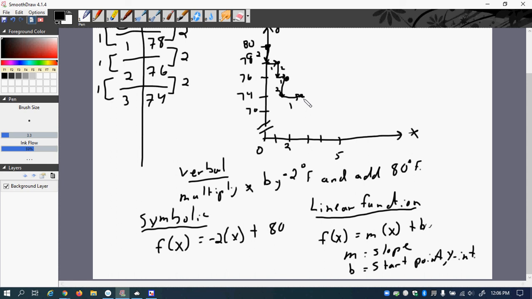This is basically the setup of all the different forms of a linear function, showing it numerically, graphically, verbally, and symbolically, and then finally we'll identify the linear function in the next video.